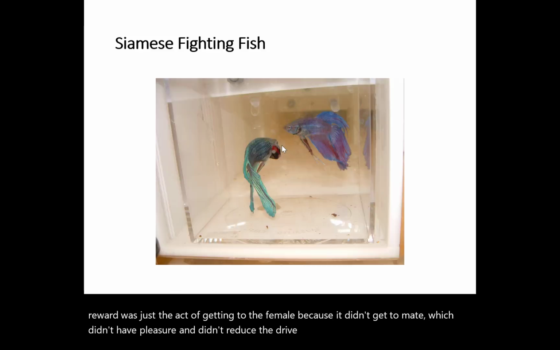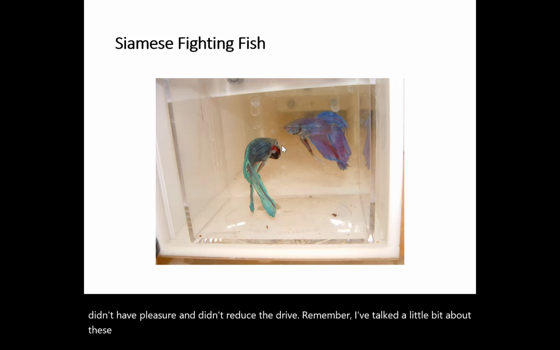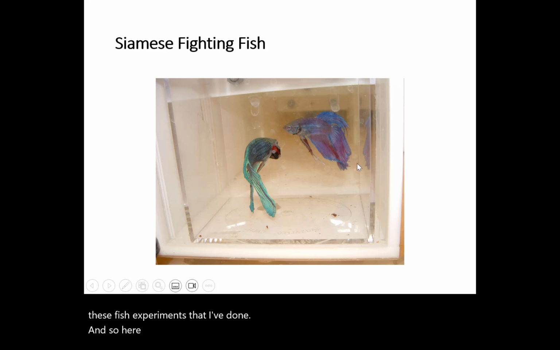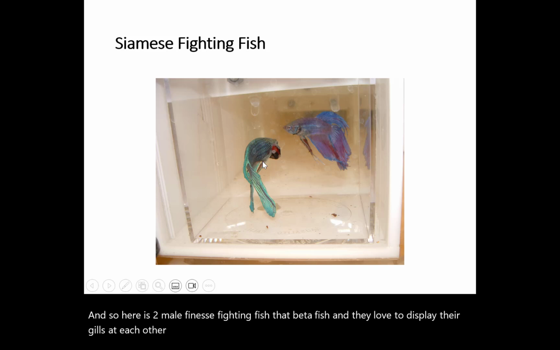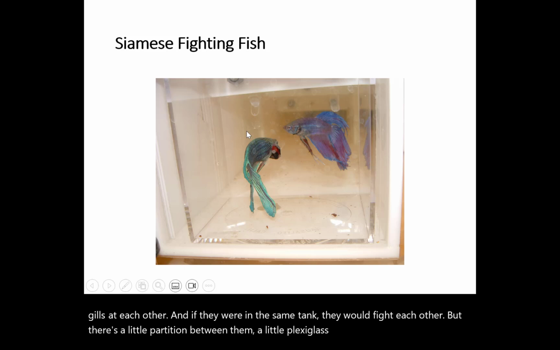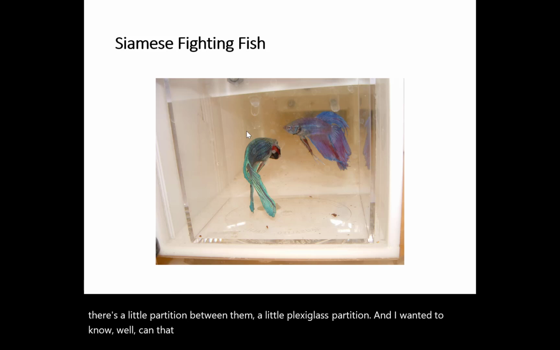Remember, I've talked a little bit about these fish experiments that I've done. So here are two male Siamese fighting fish, betta fish. They love to display their gills at each other. And they fight. If they were in the same tank, they would fight each other. But there's a little partition between them, a little plexiglass partition. And I wanted to know, well, can that be a reward? Can fighting be a reward? Because it doesn't reduce a primary drive of getting food and tissue needs like Hull talked about.